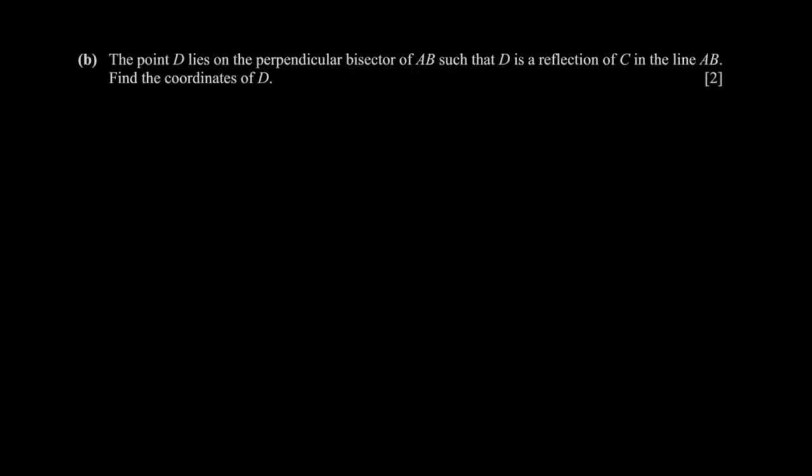Okay, then part B of this question: the point D lies on the perpendicular bisector of AB such that D is a reflection of C in the line AB. Find the coordinates of D. Now, you should notice this is only worth 2 marks. So if you're ending up doing lots of algebra to do it, then you're probably wrong. There's a simpler way of looking at this, and I suggest that what you do is you have a nice, clear diagram. Okay, so let's go back here.